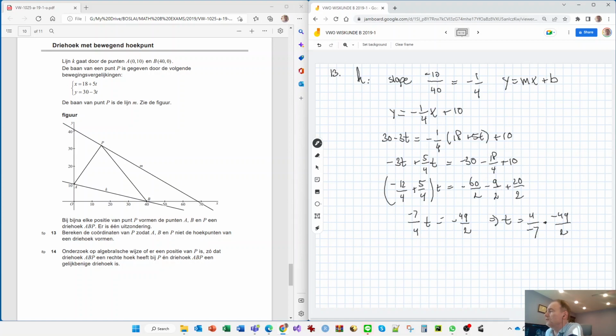This is 4 over 2 is a 2. So I get 2 over 2 times 7, 49 over 7 is 7. So t is 14. And then substitute that, I get the Px is 18 plus 60, 78. Not 60.